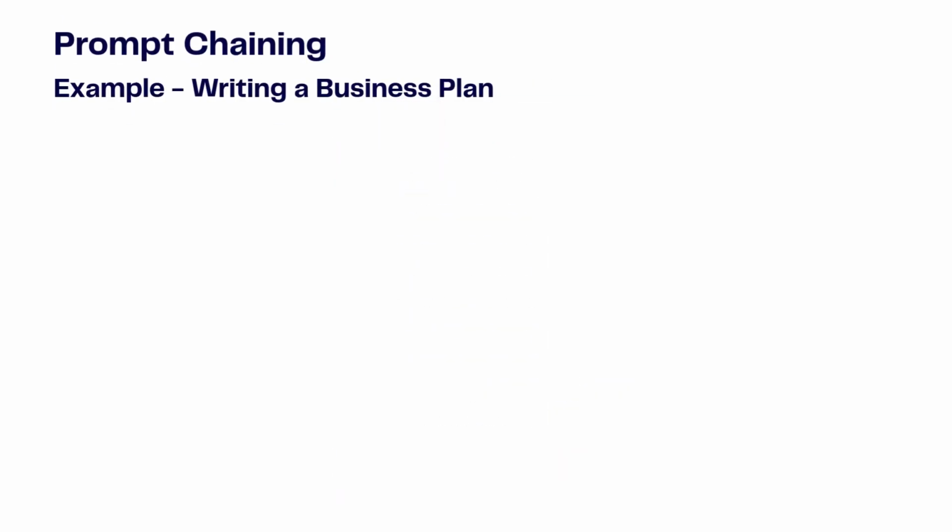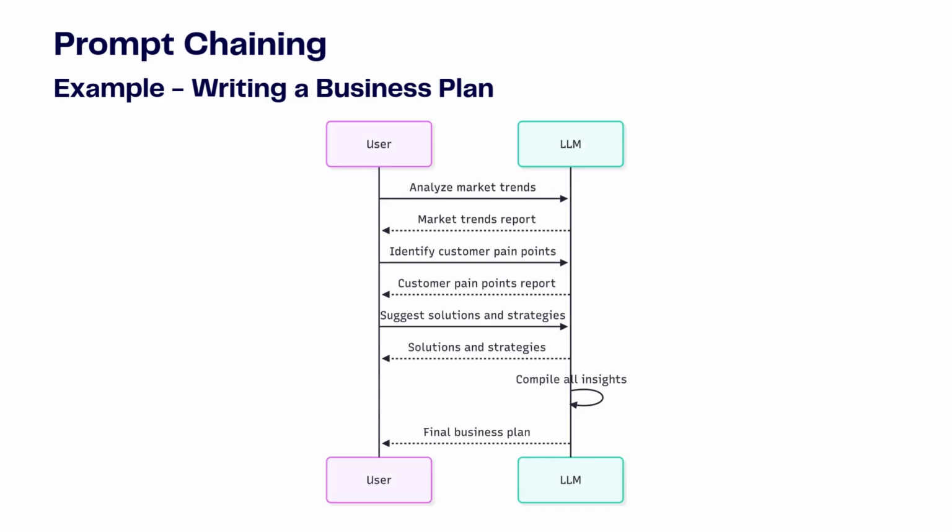Another example is writing a complete business plan using LLM workflow. Let's say you want the LLM to help create a full business plan. Asking for the complete plan in one go can be overwhelming and often results in an incomplete or unstructured output. Instead, we can use prompt chaining.